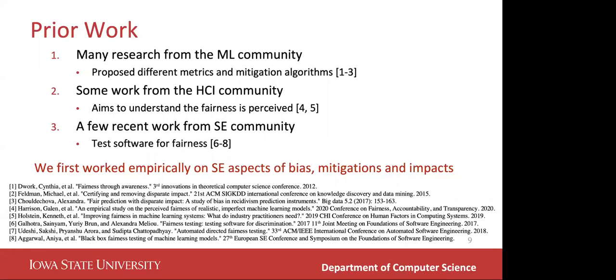We are the first to work empirically on software engineering aspects of bias, mitigation, and impacts. We have tried to see if the models developed by practitioners in the real world show bias, and we also tried to mitigate that bias using well-known techniques from the prior works. Then we looked at the impacts, like whether those mitigation techniques actually work to mitigate the bias or whether the models still show bias, and how the performance changes after applying the mitigation techniques, and so on.